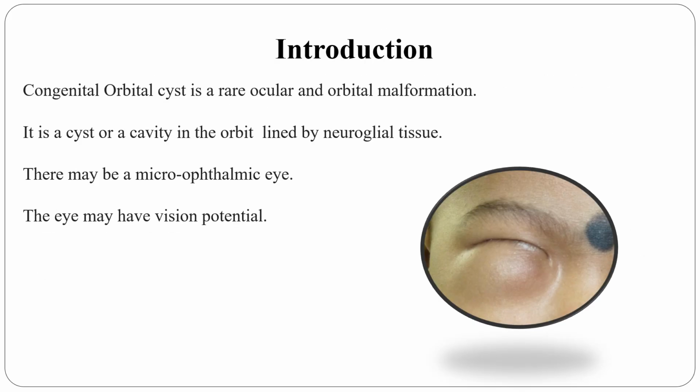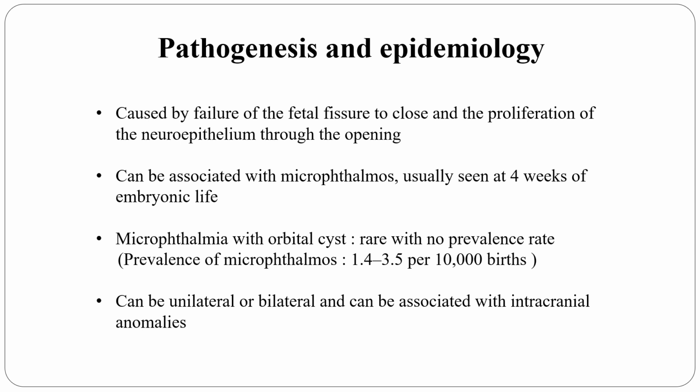Introduction. Congenital orbital cyst is a rare ocular and orbital malformation. It is a cyst or a cavity in the orbit lined by neuroglial tissue. There may be a microphthalmic eye. The eye may have normal vision potential.